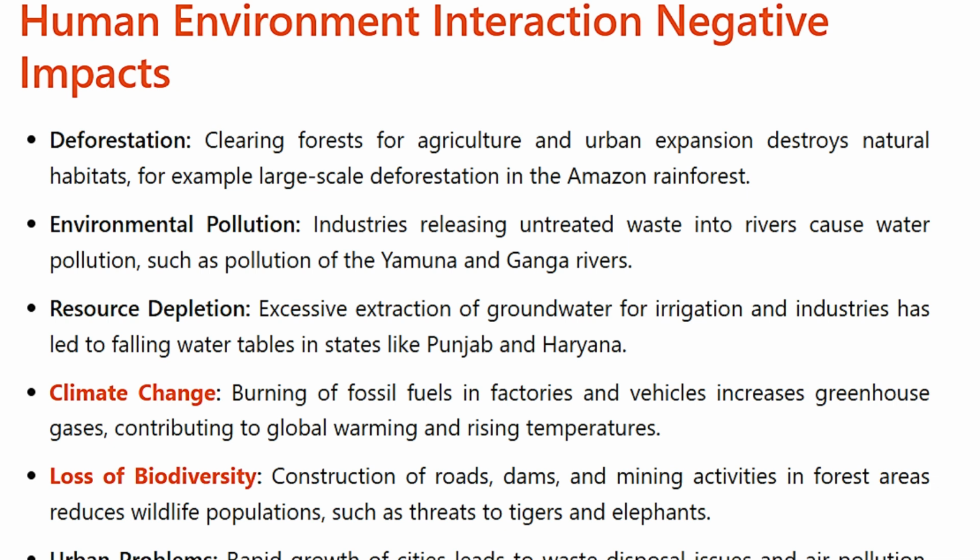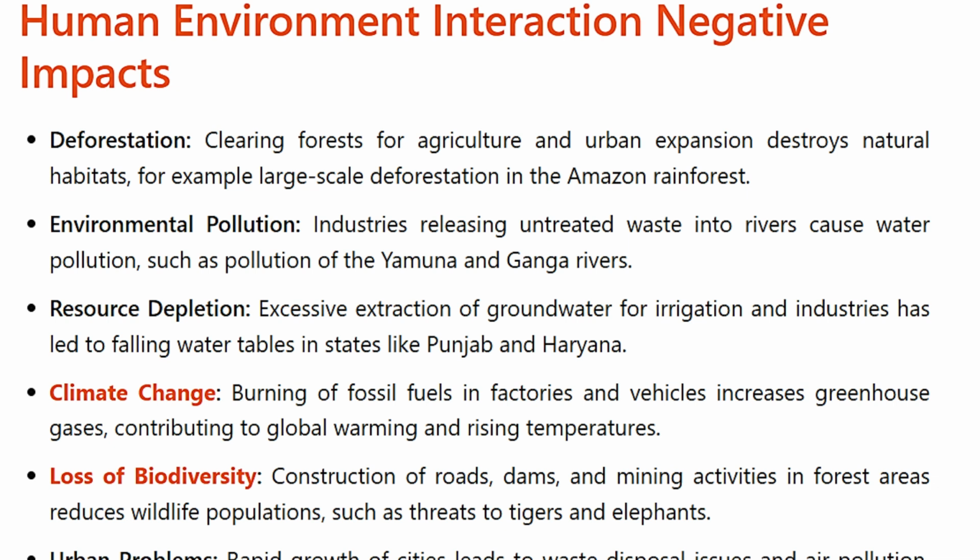Resource depletion: excessive extraction of groundwater for irrigation and industries has led to falling water tables in states like Punjab and Haryana. Climate change: burning of fossil fuels in factories and vehicles increases greenhouse gases, contributing to global warming and rising temperatures. Loss of biodiversity.